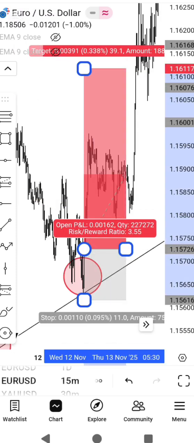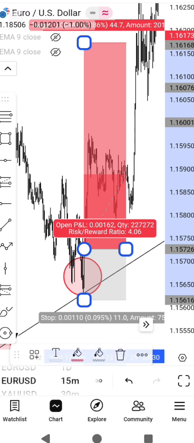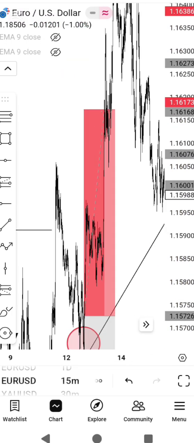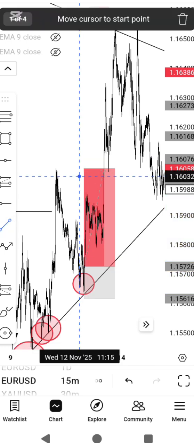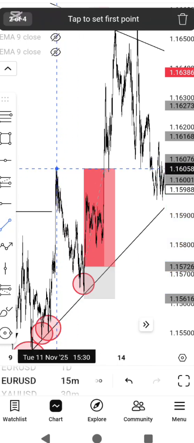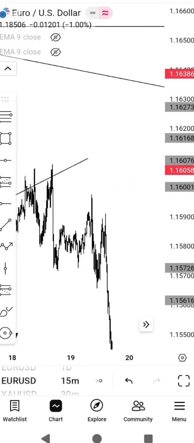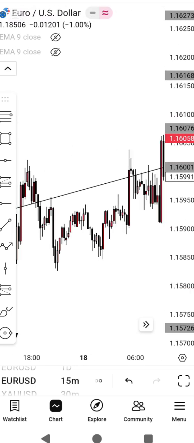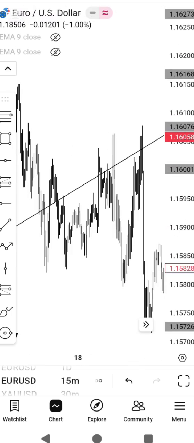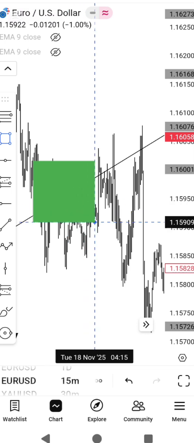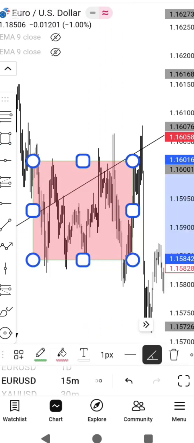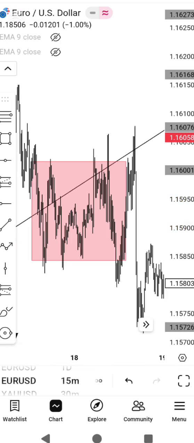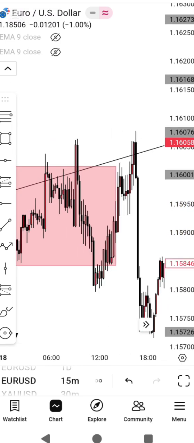Then let's see, 1:4 smashed. Or you could have just targeted this high, and that would have been easily taken out. Then price came over here and gave us a fake out. These are all fake outs before the main breakouts. This was the main breakout right here.